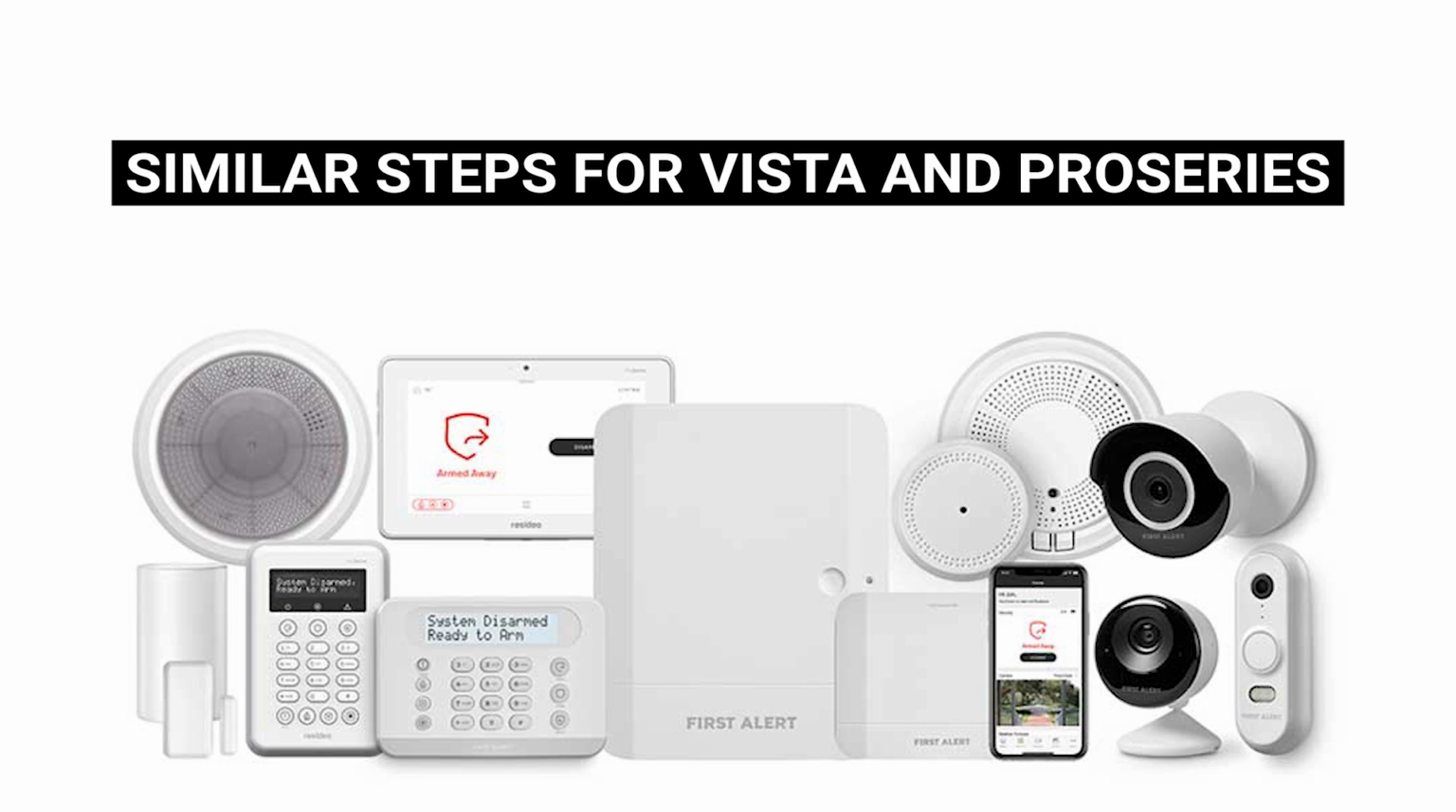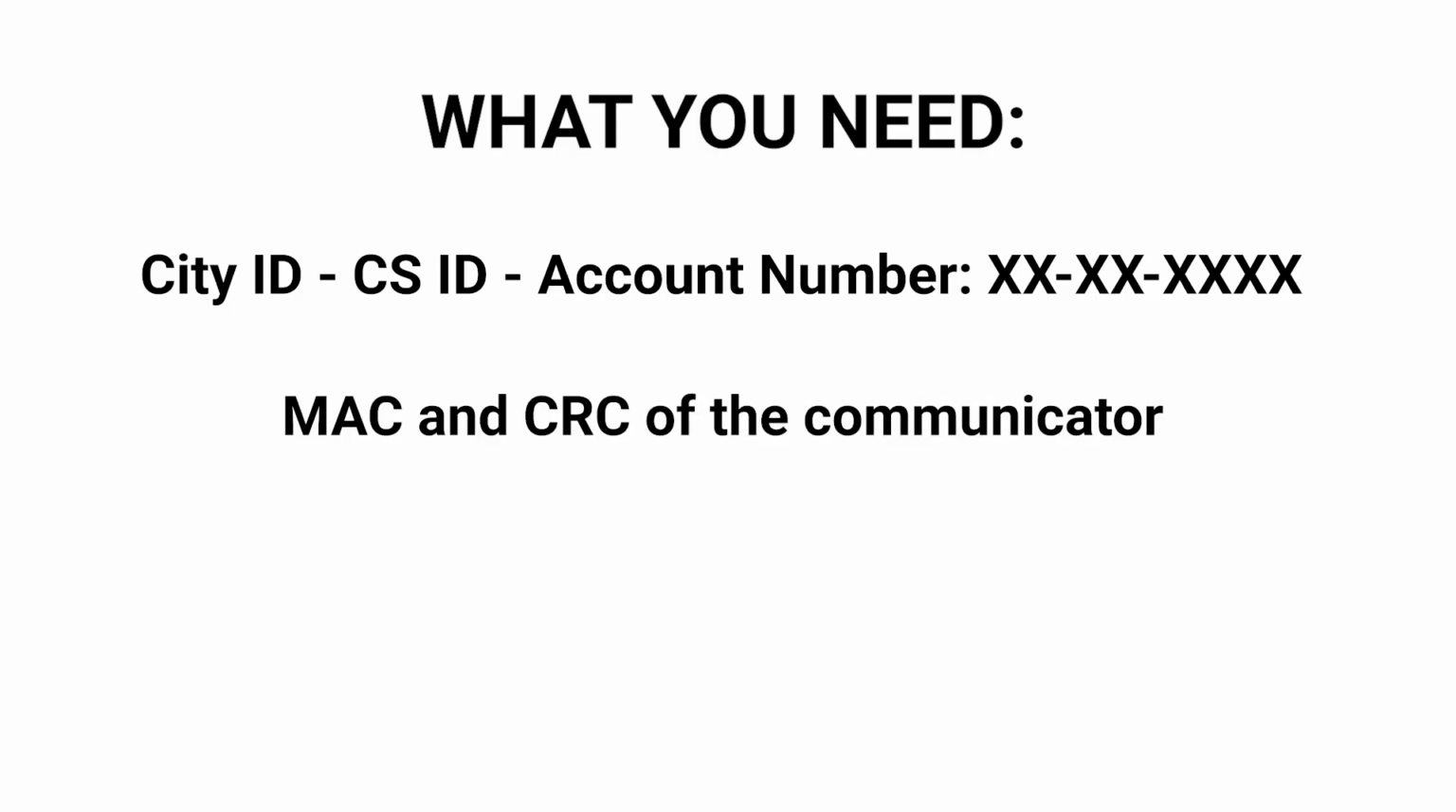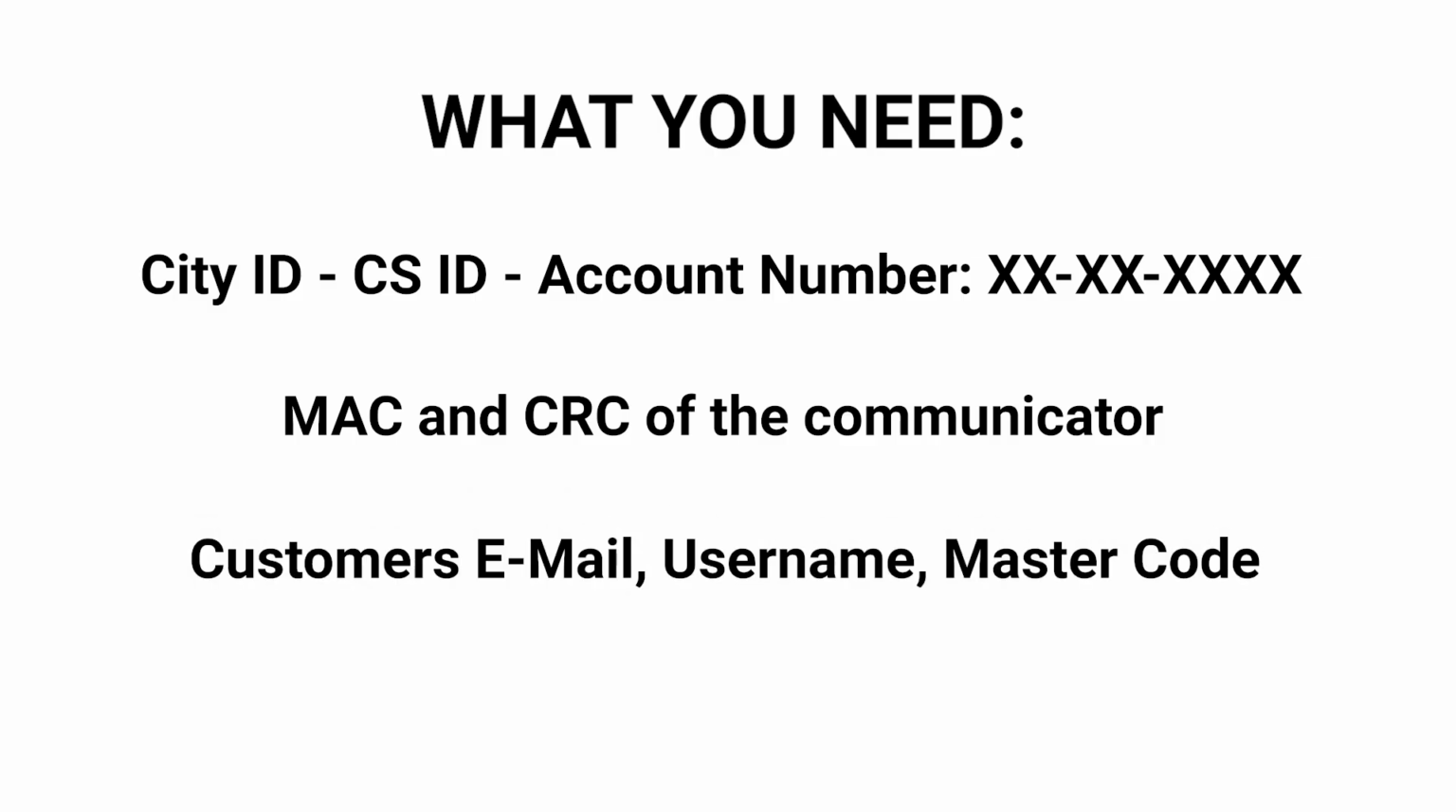Let's discuss the information needed to set up a new account. You will need the account information from your central station or company. This will be a 2-digit city ID, a 2-digit central station ID, and 4-digit account number. Additionally, you will need the MAC and CRC from the communicator or the security panel. This information is on a sticker on the device or its box. For Total Connect, you will need the customer's email address, the username they want, and their 4-digit master user code. The master code will be used to sync the security system with Total Connect.